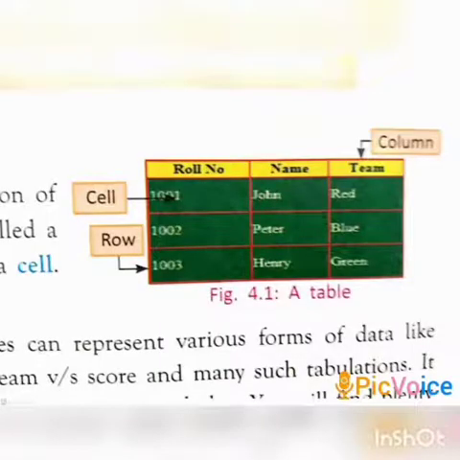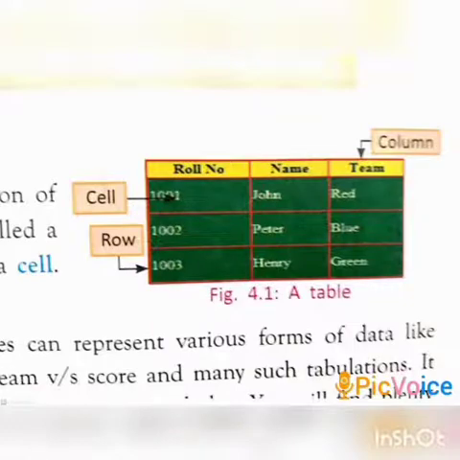All of you look at the picture. The vertical division of a table is called a column and the horizontal division is called a row. Look at the picture, column and row. Can you understand? Yes.